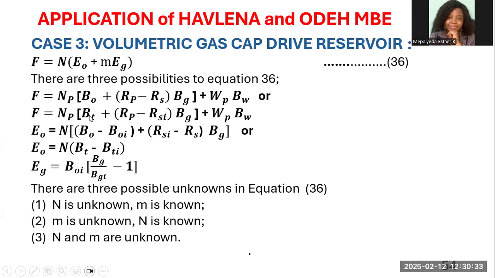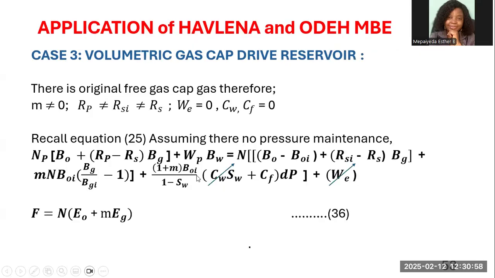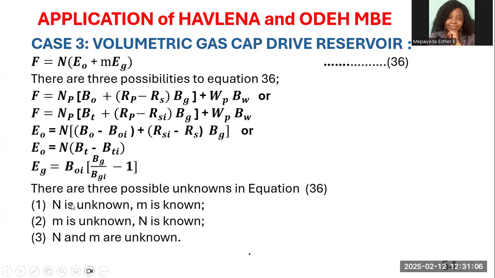So your F here is what you have left in your equation 25. If you are given the two-phase data, this is what you will use, or if you are asked to estimate it. Your EO becomes this if it's a two-phase, and this is your BG: BOI, BG over BGI minus 1. I hope you understand this from here. So you have three unknowns. N is an unknown.